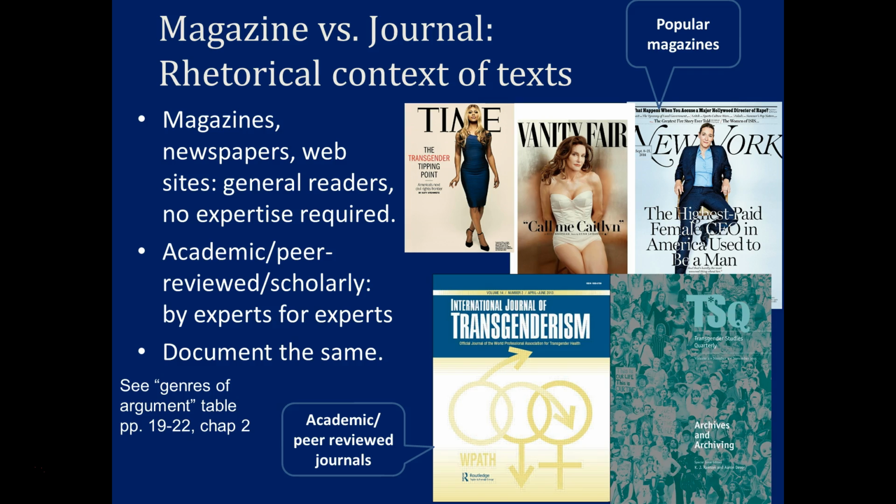One of the things to think about in finding your 5 articles is that there's a difference between an academic journal and a magazine. And here I've got a few examples. You've got some pictures up here on the top of Time, Vanity Fair, and New York, all concerned with issues of transgender. Magazines are designed for general readers, people like you and me, people who aren't experts in a particular discipline, who aren't academics or scholars or physicians or bankers or whatever particular profession reads this kind of a journal.